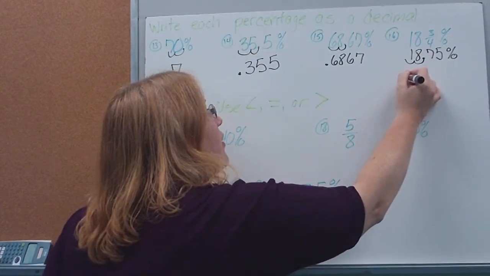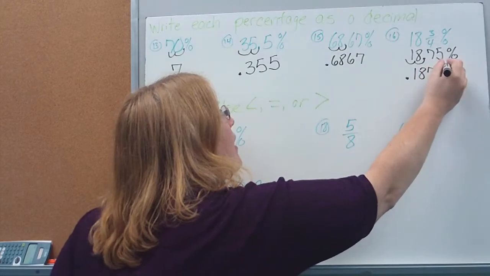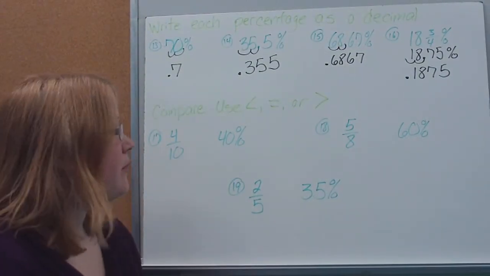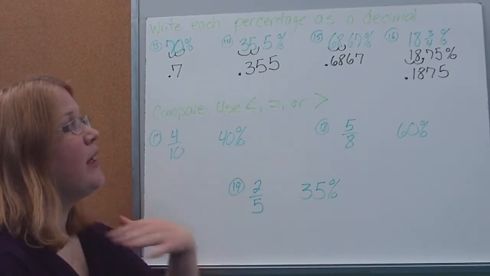Now, if I divide by 100, I wind up with 18.1875. Okay?